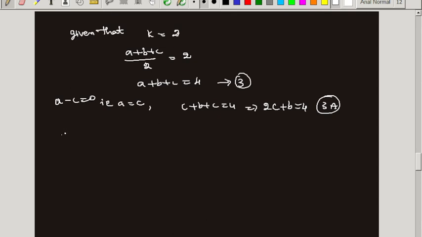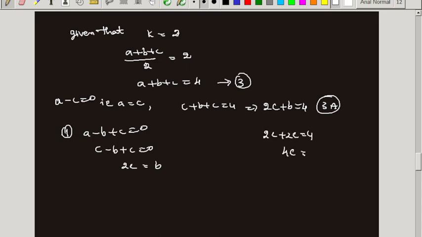Equation 1: a minus b plus c equal to 0. If we substitute a equal to c, we get c minus b plus c equal to 0, so 2c equals b. So if we substitute b equal to 2c, we get 2c plus 2c equal to 4, 4c equal to 4, so c is 1.